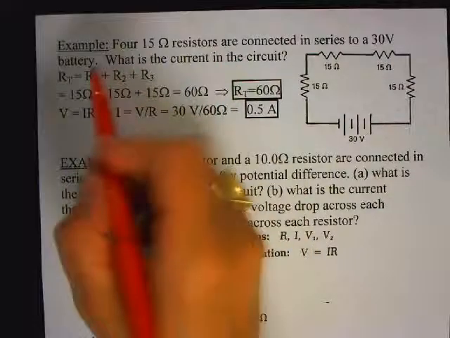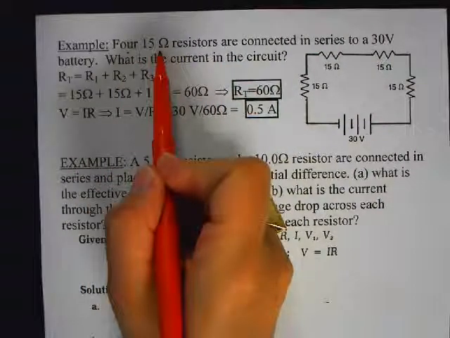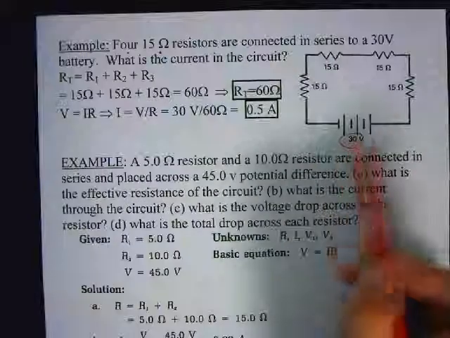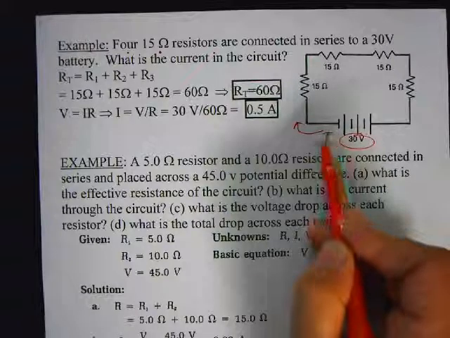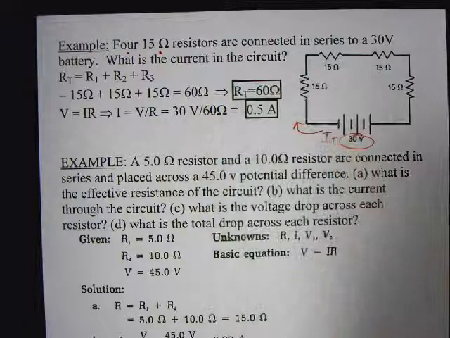All right, so this problem says four 15-ohm resistors are connected in series. Here's my battery. So the current is coming out of the battery. So this is my total current.